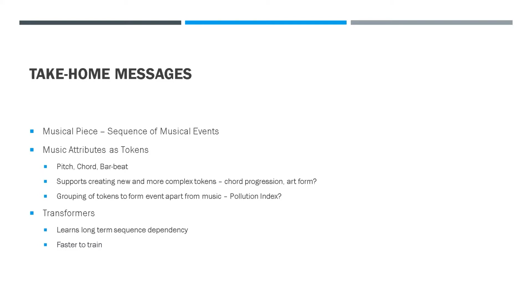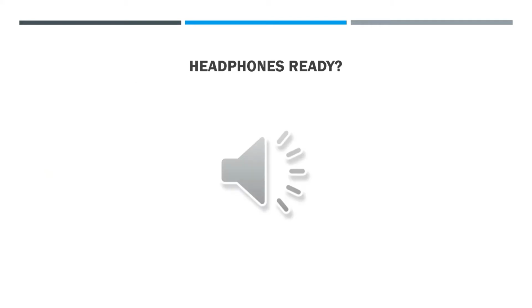Then what we see is that transformers have a good feature of learning long-term dependency in sequences, and these are faster to train as well. Now let's see one of the musical pieces that we generated from a transformer.